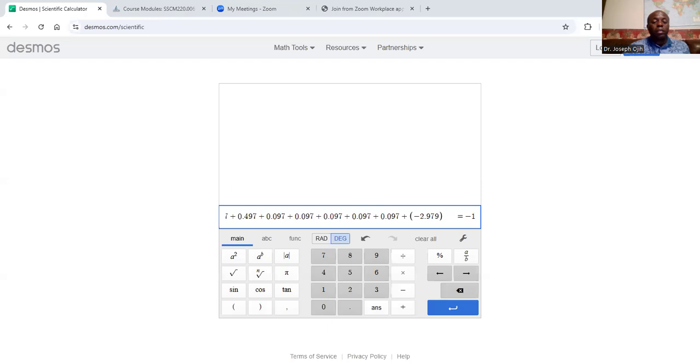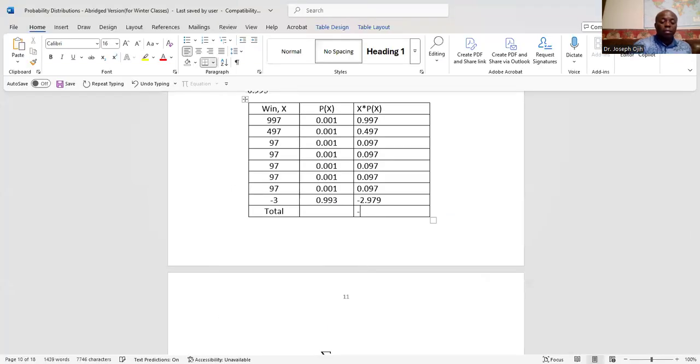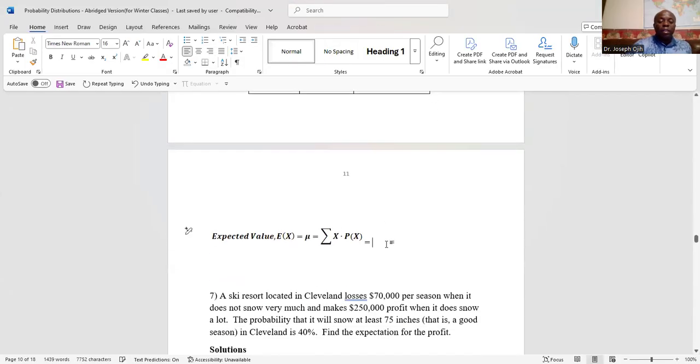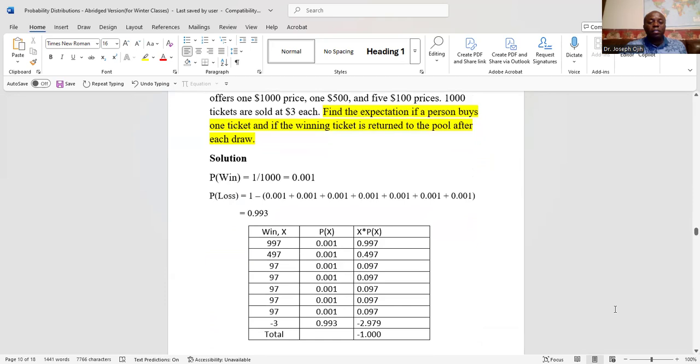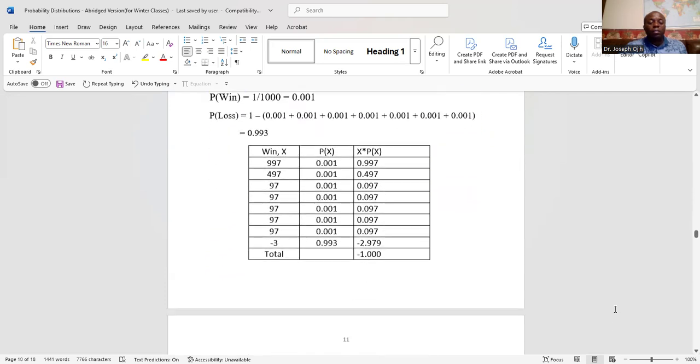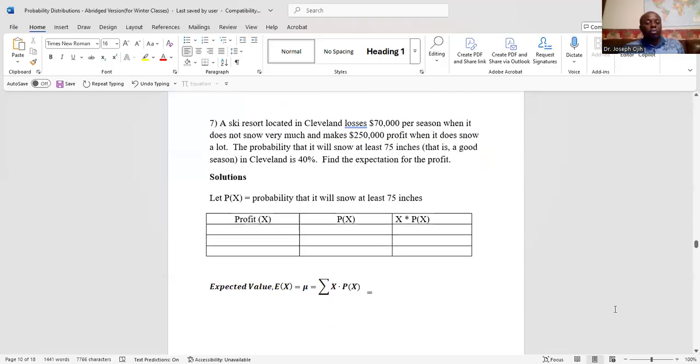So in most lotteries, the expected value is -$1. So in most lotteries, you are losing. Some people win now and then, but if you ask them how many times they've lost, you see that unless you win the jackpot, most of the time you are losing. Any question on this? Okay, no question. Good. Now let's do the last one.